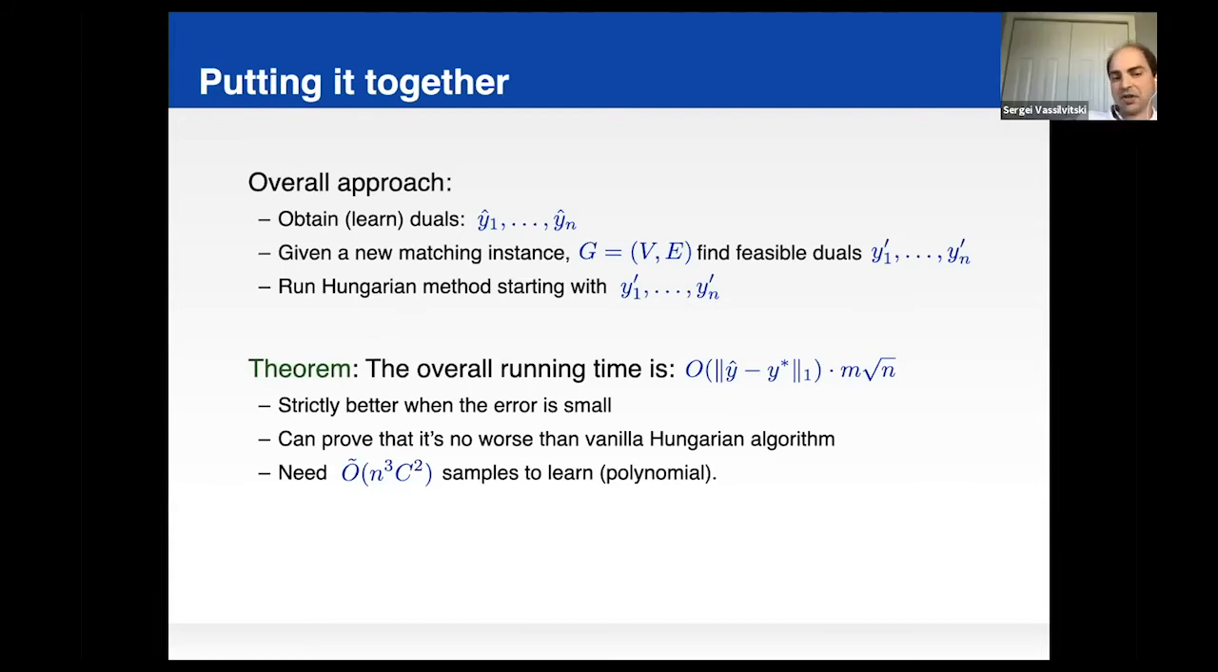And as I've mentioned, but didn't show you a proof, the number of samples that you need to learn here we can bound by O tilde of about n cubed. So n cubed is not ideal, but I think the main message here is that it's polynomial. It's not an exponential number of samples that you need in order to learn these reasonable duals for your problem.